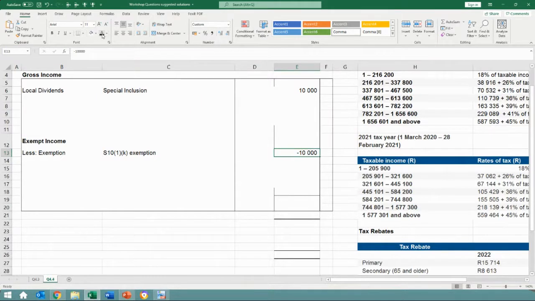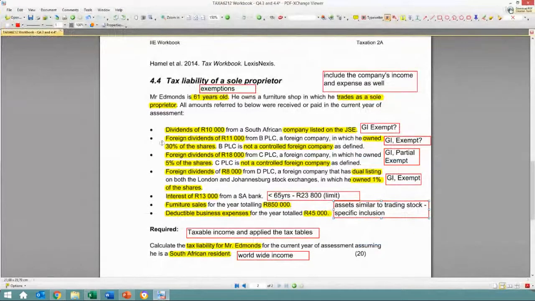Okay, so you first go put it into your gross income. So you include it in the gross income and then you take it out of the exempt income. You do not leave it off completely because otherwise you would lose the marks that was allocated for it. So in this scenario, you would have received 1 mark for including it in gross income, 1 mark for specifically excluding it. If we then move over to the second item, we've got foreign dividends of 11,000.